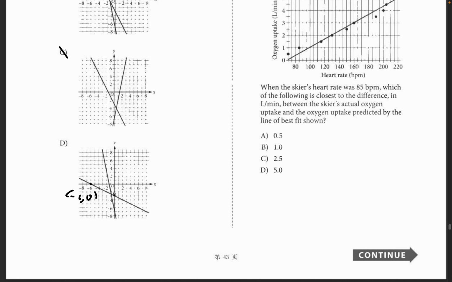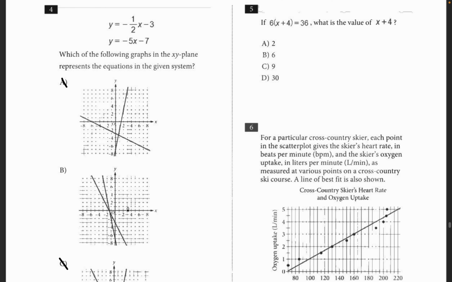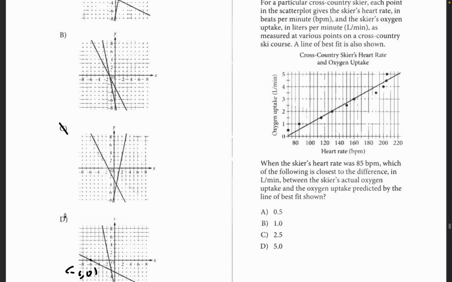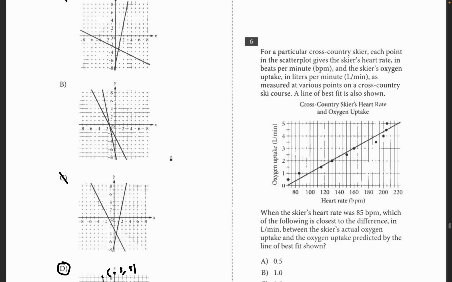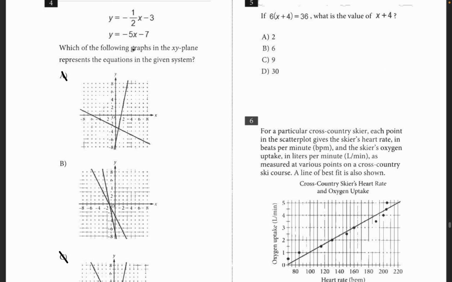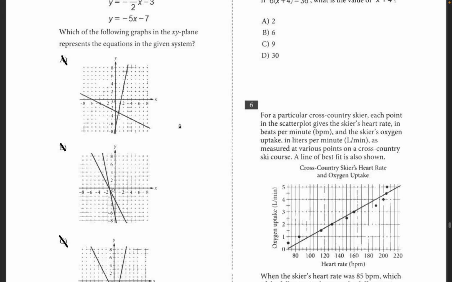And then this one. I think it's D, because I verified that one with a point. And then for this one, let's take this point, -3, 8. Let's plug it in: -5 times -3 is 15, minus 7 is 8. Yeah, it's D. 100% D.